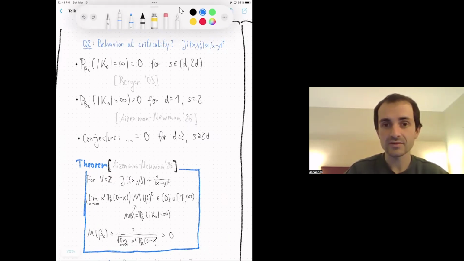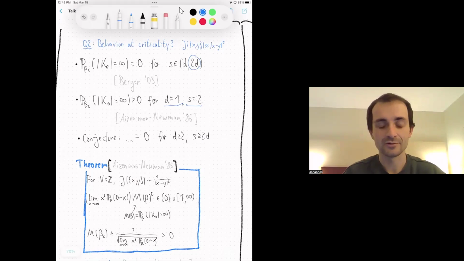This result is also optimal, or this 2d here is also optimal, at least in one dimension, because when the dimension is 1 and s equals 2, then we have a discontinuous phase transition. This result is due to Aizenman and Newman. For all other cases of dimensions and s, it's conjectured that you have a continuous phase transition, and it's also known in some high dimensional cases. So for high dimensions, sometimes it's known that you have a continuous phase transition.